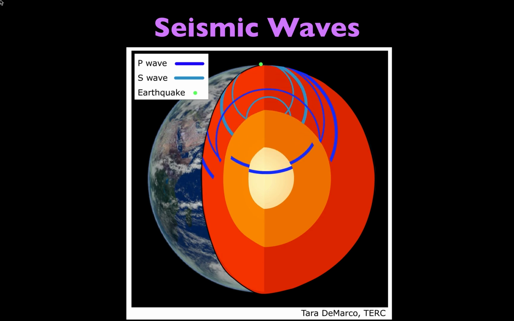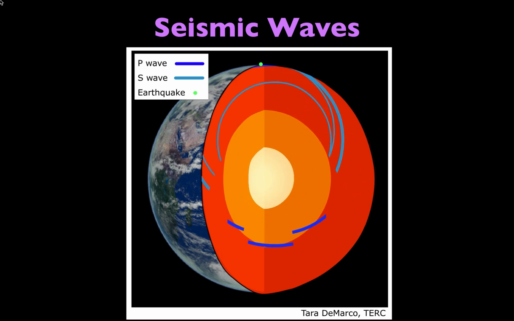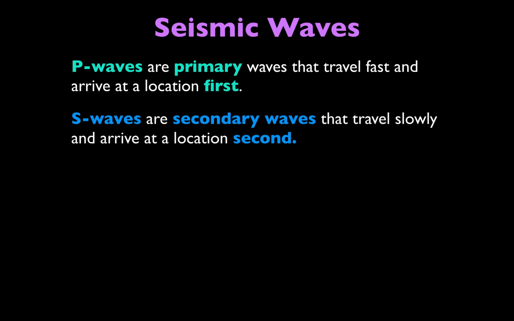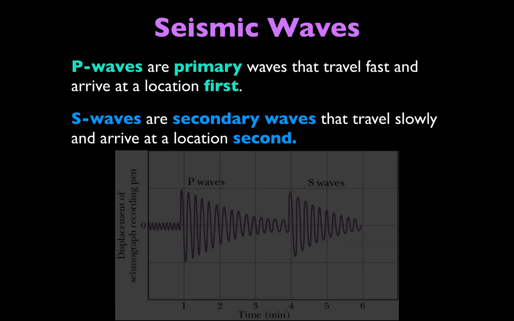So here we have the P waves in dark blue traveling further and faster than those S waves in light blue. So now we can learn a little bit about how these seismic waves get their names. P waves are called primary waves because they travel faster and they arrive at a location first. S waves are called secondary waves because they travel slowly and they arrive at a location second.